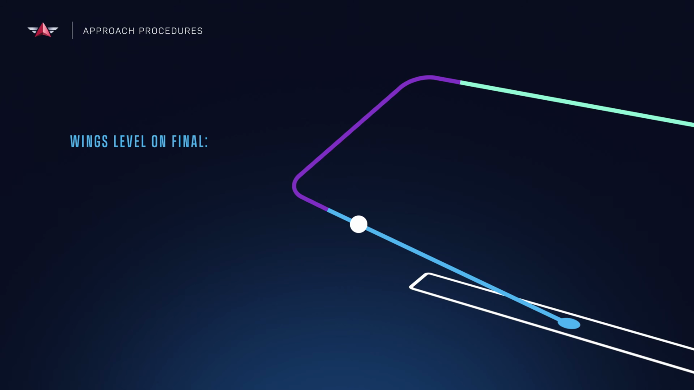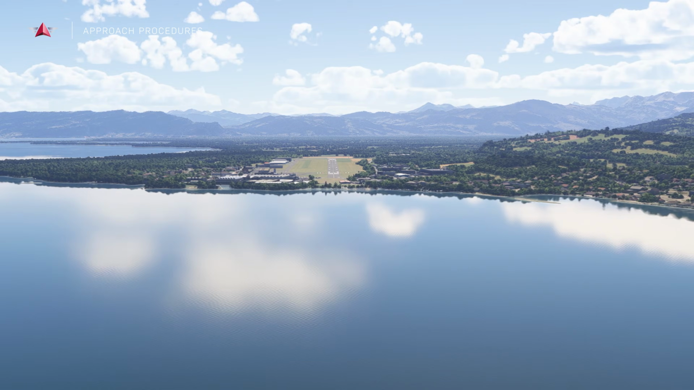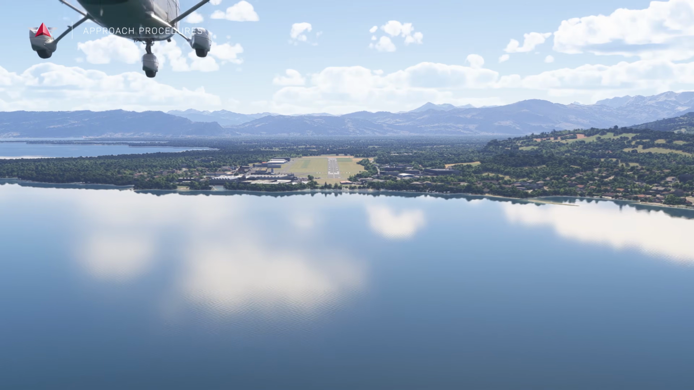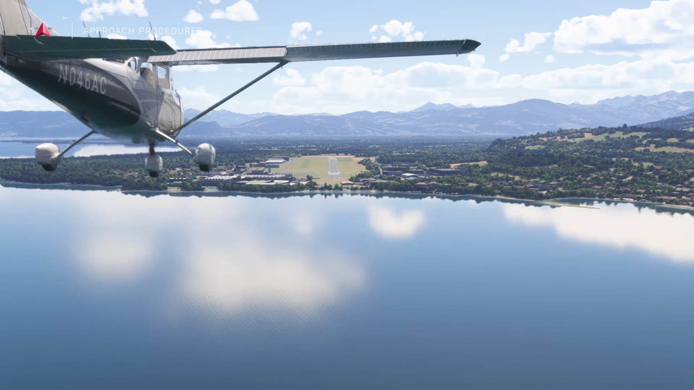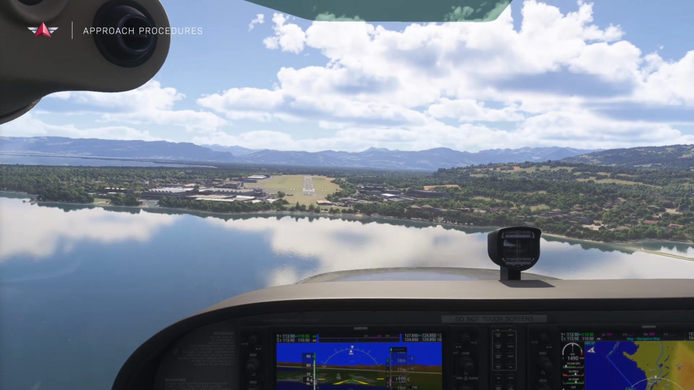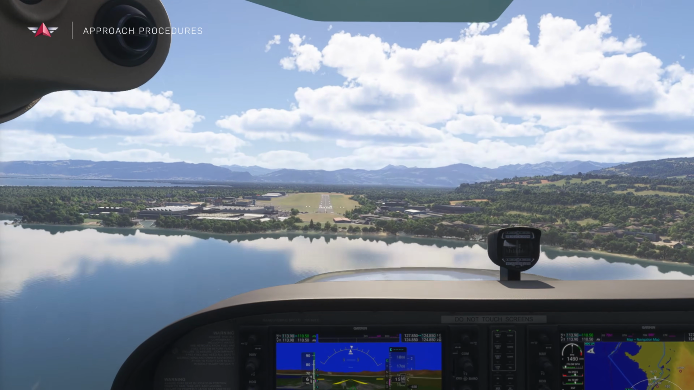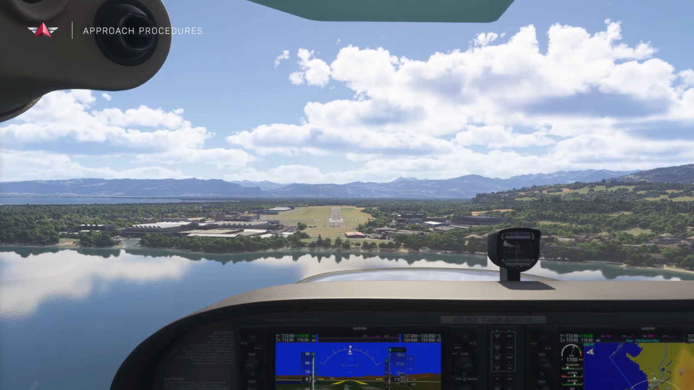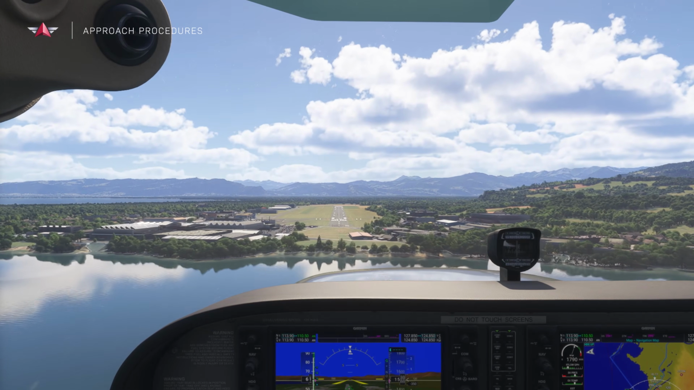Having completed a perfect turn onto final, it's time to prepare for landing. As we go wings level on the final leg, we extend flaps 30 and reduce the airspeed to our initial approach speed of 70 knots. It is now important to once again check where we are in relation to the 3-degree glide path. If we are high or low, we make early corrections to get us back onto the glide path, which allows for a much more stable final approach.